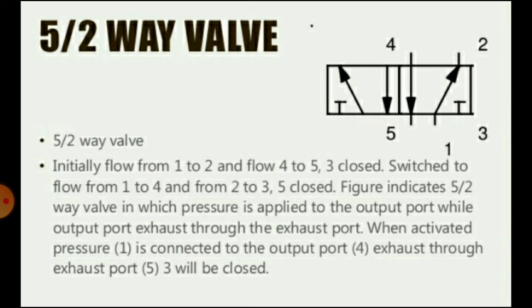The figure indicates a 5 by 2 way valve in which pressure is applied to the output port while the other output port exhausts through the exhaust port. When activated, pressure port 1 is connected to output port 4. Exhaust through exhaust port 5, and 3 will be closed. So that is regarding the 5 by 2 way valve.